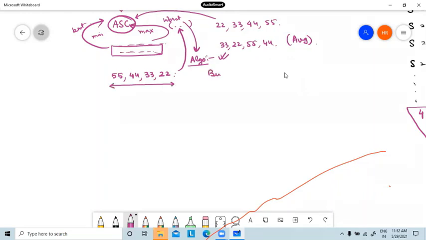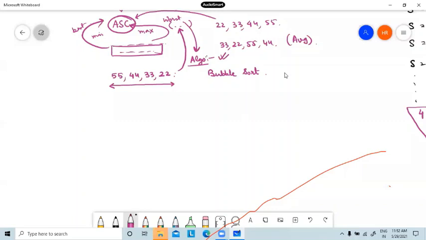Remember, bubble sort is the simplest sorting technique. There are many other sorting techniques: selection sort, insertion sort, merge sort, quick sort. There are many more sorting techniques, but bubble sort is the simplest one.